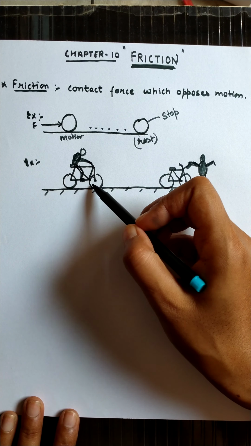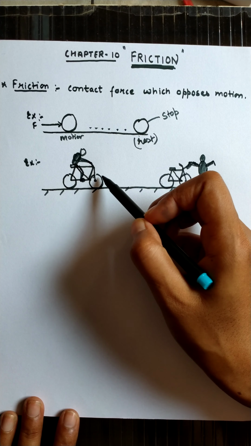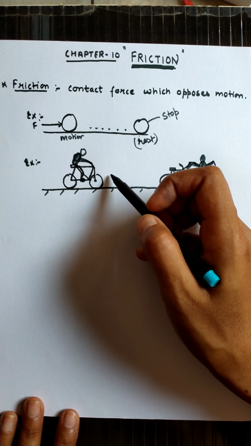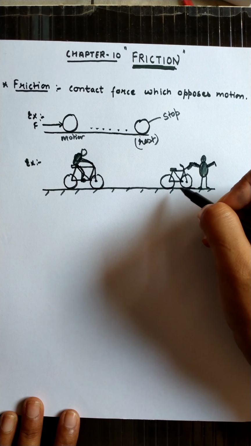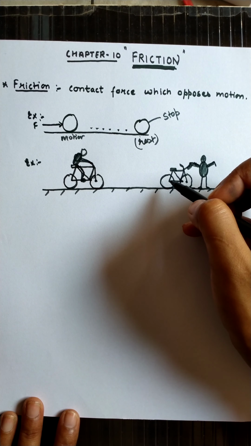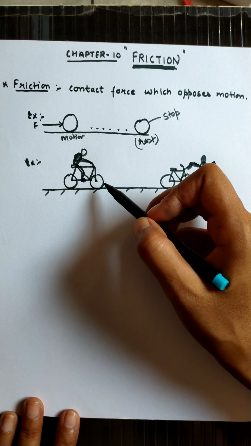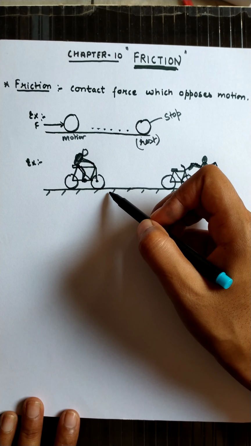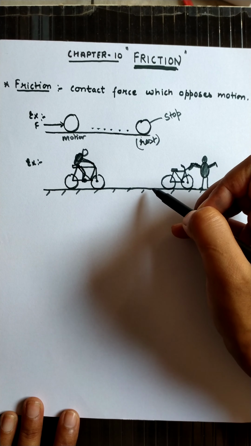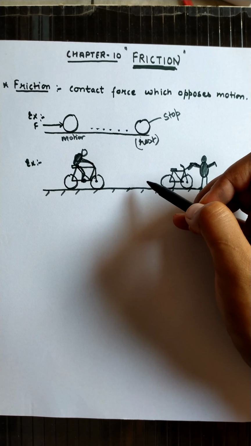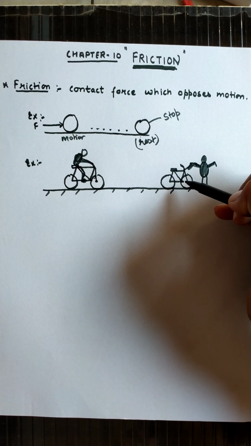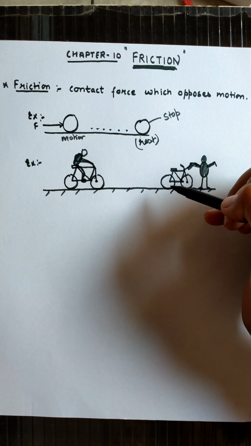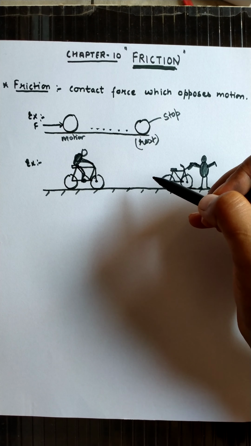Next, a person is on a cycle and continues pedaling. If the person stops pedaling, then the cycle will stop. Why will the cycle stop? Because between the tires and the surface, an opposite force is acting which resists or opposes the motion of the object, due to which finally the cycle stops. So this opposite force is called friction.